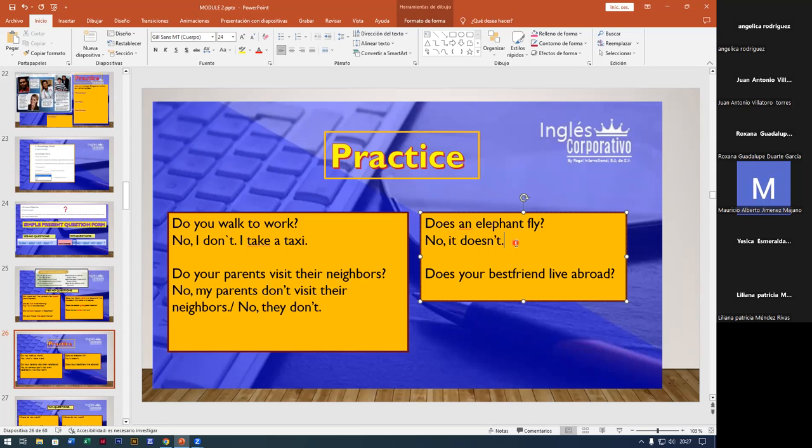And there we have it, because it's like a generalization. Aquí es como una generalización, un elefante. No se refiere solo a un elefante en específico, sino en general: un elefante no vuela, right? So, no, it doesn't. What about the next question?